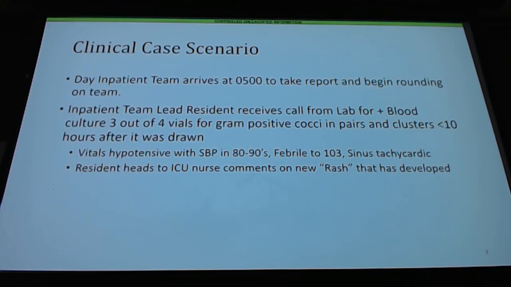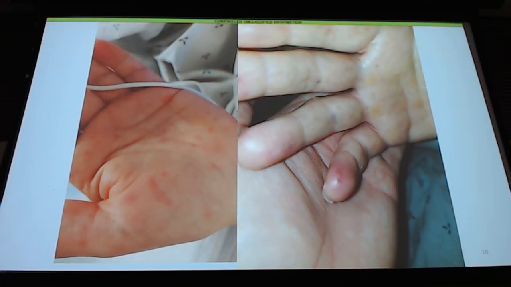So I went to go see her in the ICU, and the nurse commented on how she had started to develop a new rash overnight, and this is what we saw. So on the left-hand side, these were painless. On the right-hand side, this was painful. So 2 different presentations of what looks like a similar rash, right?